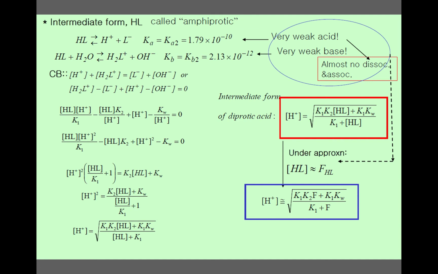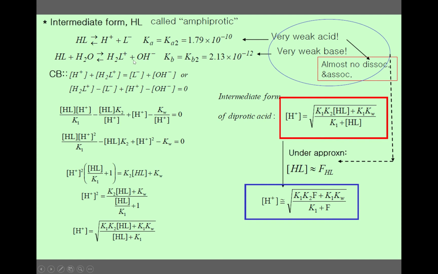That means it can produce protons, or it can take protons from water. So it can act as an acid, or at the same time it can act as a base. And then our question is, how do we calculate pH when this is dissolved in water?